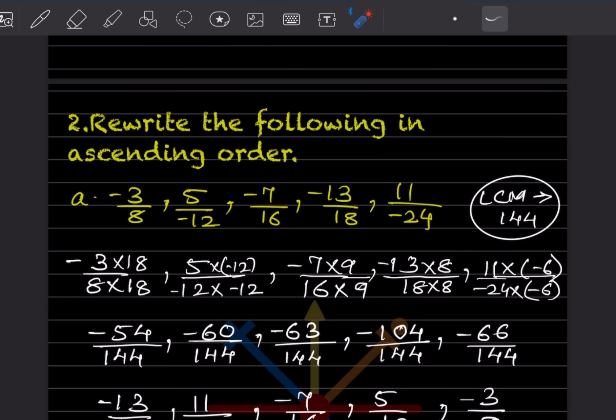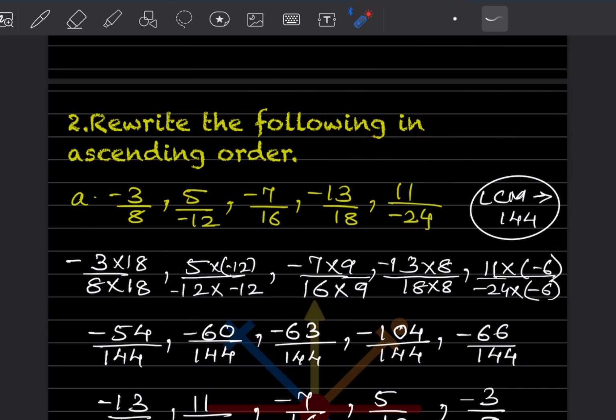Rewrite the following in ascending order. So you know the ascending order means you have to arrange from small to big. So here, just looking at this one, you cannot just say which is the smaller number, the bigger number, because what you can see, all the denominators are different over here. So first thing what you have to do, you have to take the LCM. So I have taken the LCM of this one. So after taking the LCM, you can just see here 8. I'll just show you one.